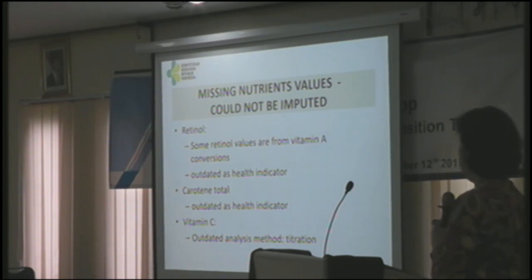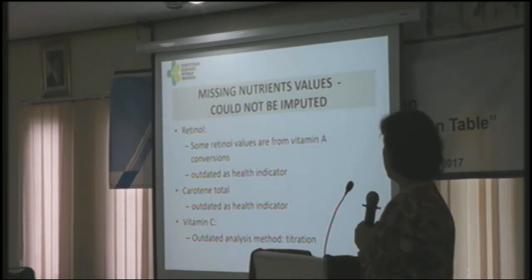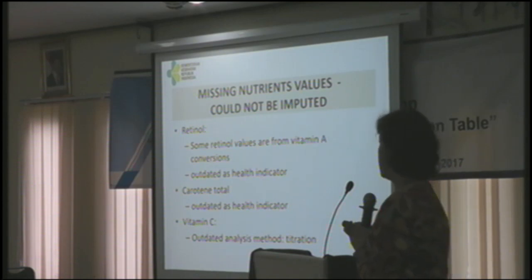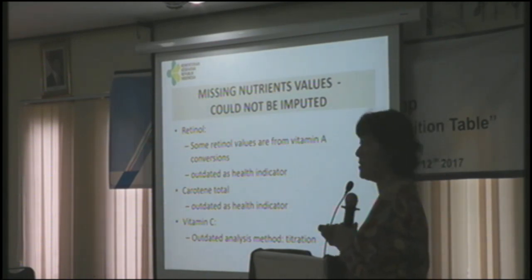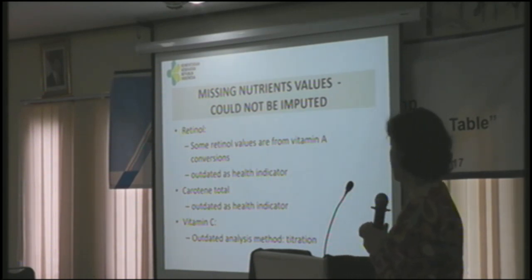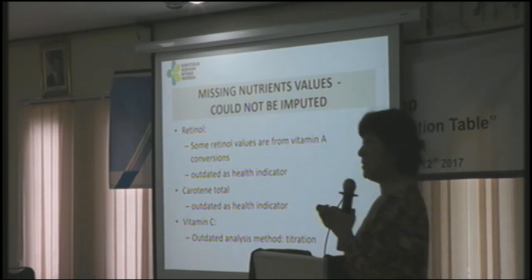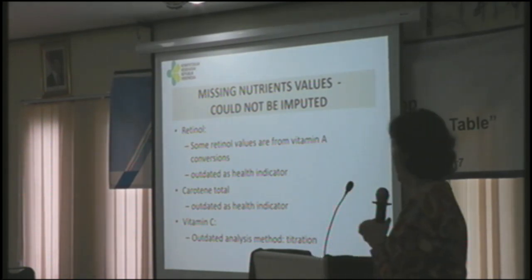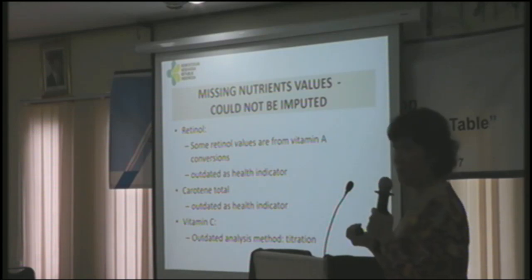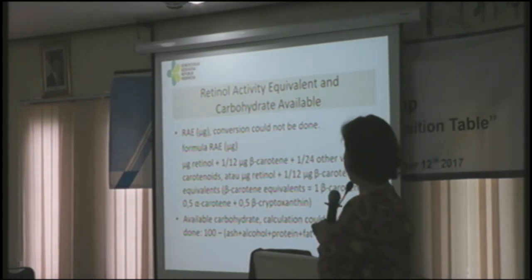However, the missing nutrient values that we could not impute include retinol, because the retinol values in our FCT are from vitamin A conversion, and retinol, as we know, is outdated as a health indicator now. The next nutrient is total carotene, which is also outdated as a health indicator. And vitamin C: we couldn't do imputation because the analysis for vitamin C uses updated data with titration, so all the vitamin C data in FCT 2009 should be replaced.